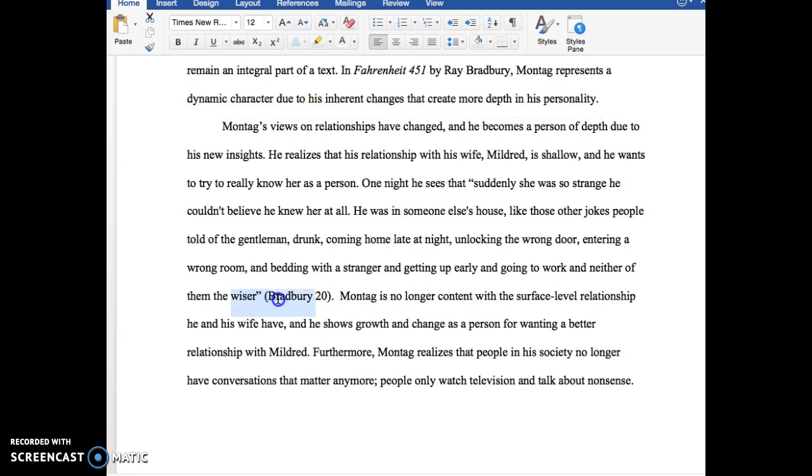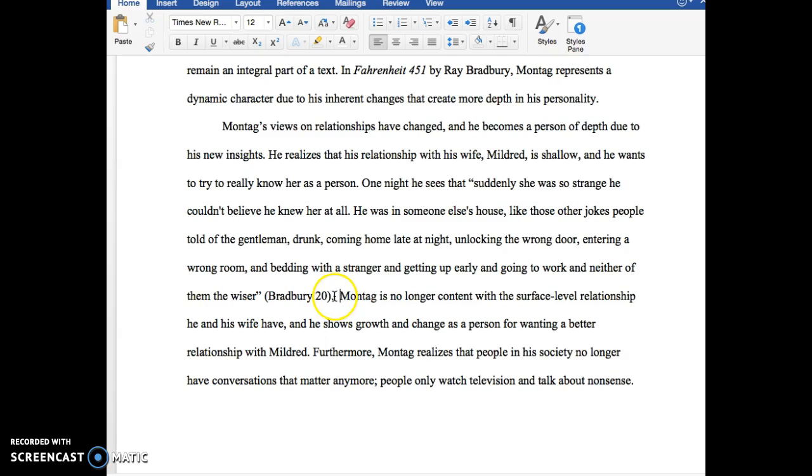Notice that we have our in-text citation: quotation marks, open parentheses, author's last name, page number, close parentheses, and period. All in-text citations must be set up just like this, unless your works cited entry is different.